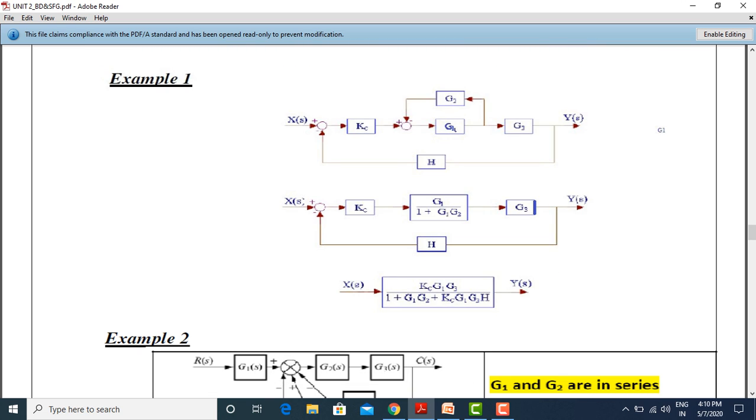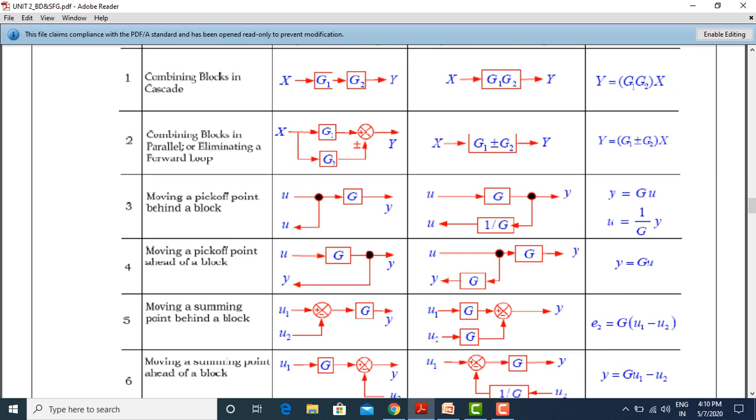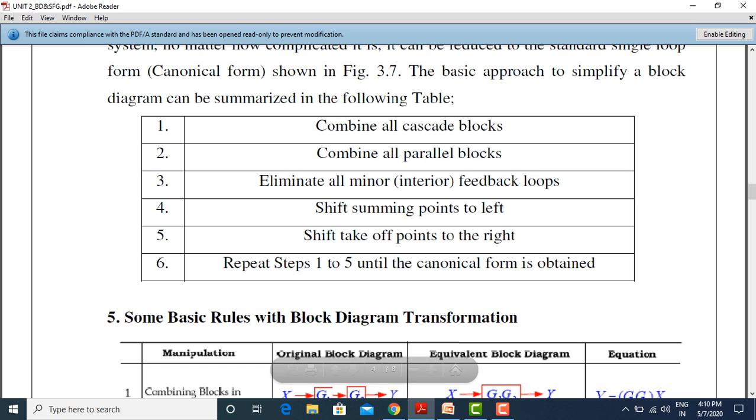We can see, first of all, understand the diagram, then secondly follow those 5 rules. Combine all cascade connections, secondly parallel connections, then eliminate the feedback loop, try to shift your takeoff point to the left and summing point to the right, and repeat steps 1 to 5. We have to follow these steps while solving the problem. Remember these steps.